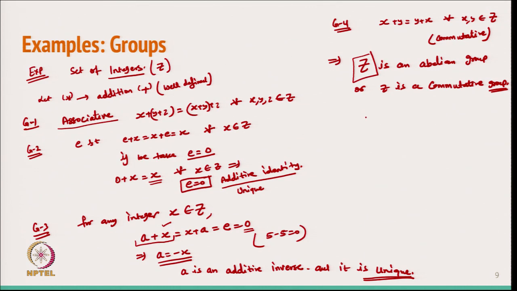Similarly, we can discuss other examples. For example, I can choose the set of rationals or R, the set of real numbers. In this case, I can define the set of rationals or the real numbers under different types of binary operation, and then we can check whether it is going to be a group or not. That we will discuss in the next lecture. So, we stop here.